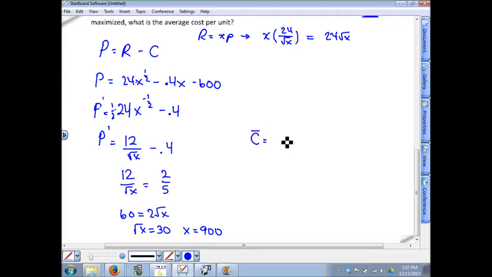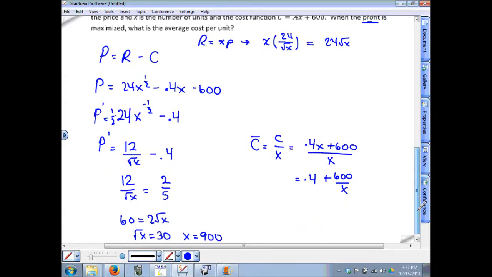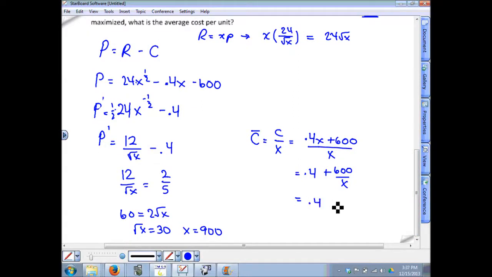The average cost, C bar, is equal to cost over x. So this is equal to 0.4x plus 600 all over x, which is 0.4 plus 600 over x. This is 0.4 plus 600 over 900, which is 2/3. And again, 0.4 is 2/5. 2/5 plus 2/3 is equal to 16/15.